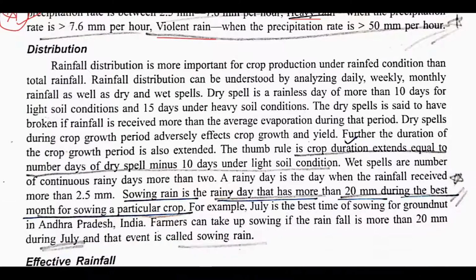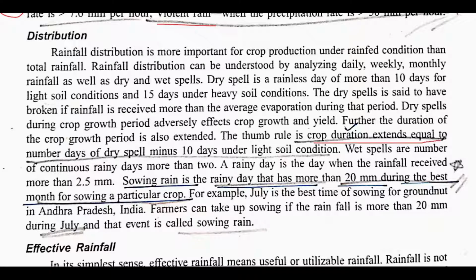Now the distribution. See, this line is very important: crop duration extent is equal to the number of days of dry spell minus 10 days under very light condition. This is a very important statement.